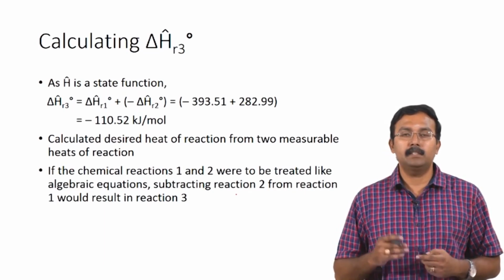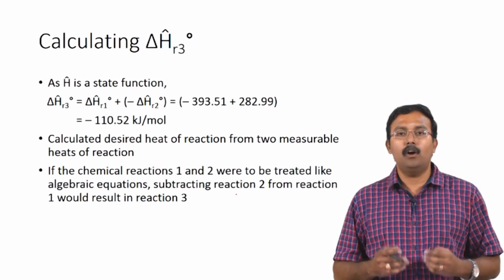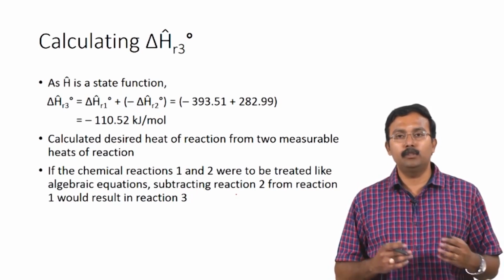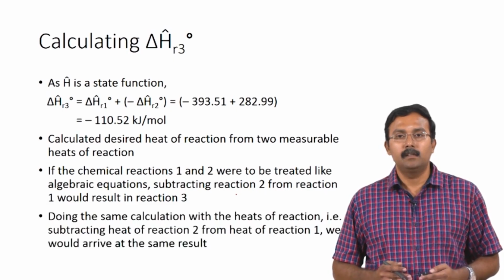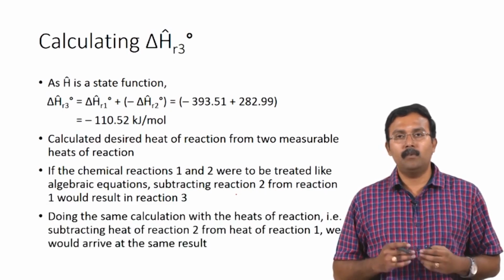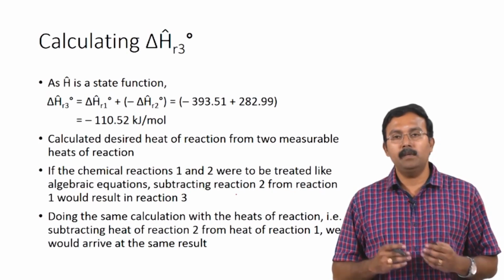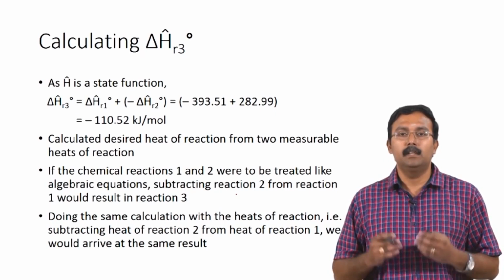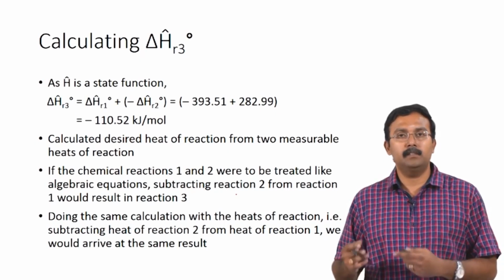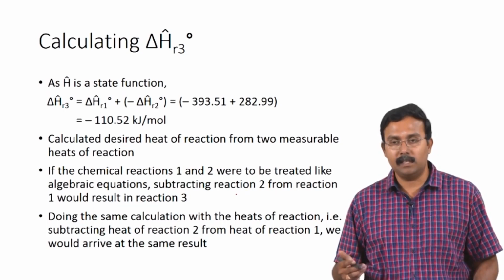If chemical reactions 1 and 2 are treated like algebraic equations, all you did was subtract reaction 2 from reaction 1 to result in reaction 3. That is what we have also done to the heats of reaction. We have subtracted the second heat of reaction from the first heat of reaction to get the heat of reaction for the third reaction. You can verify this using the equations that we have.